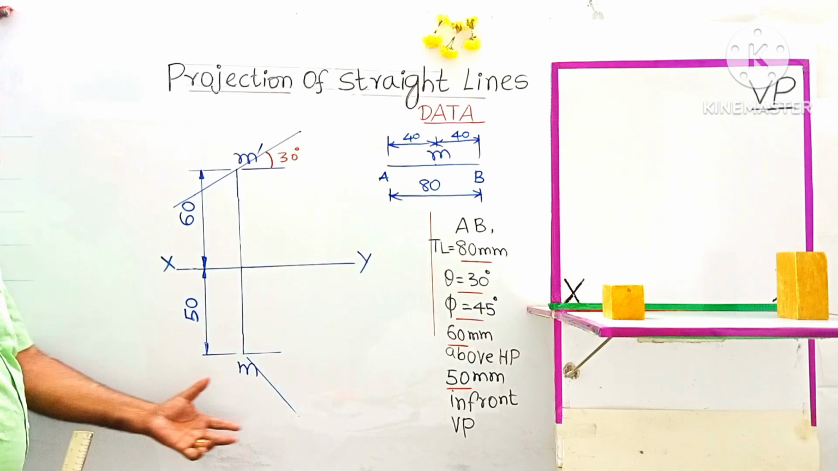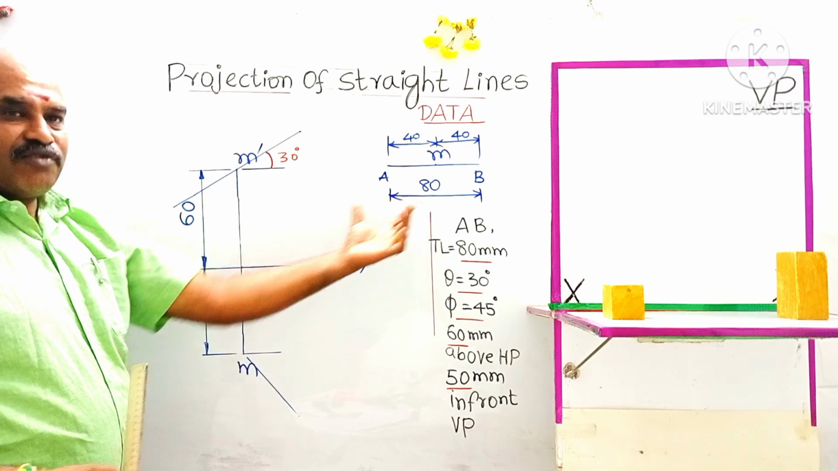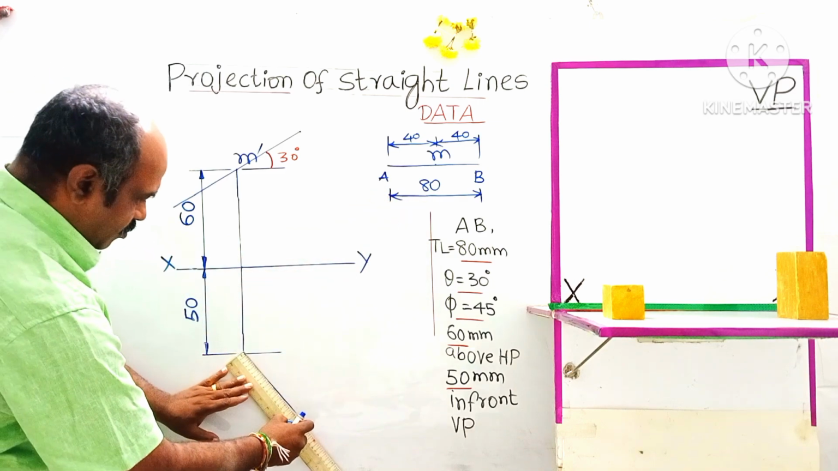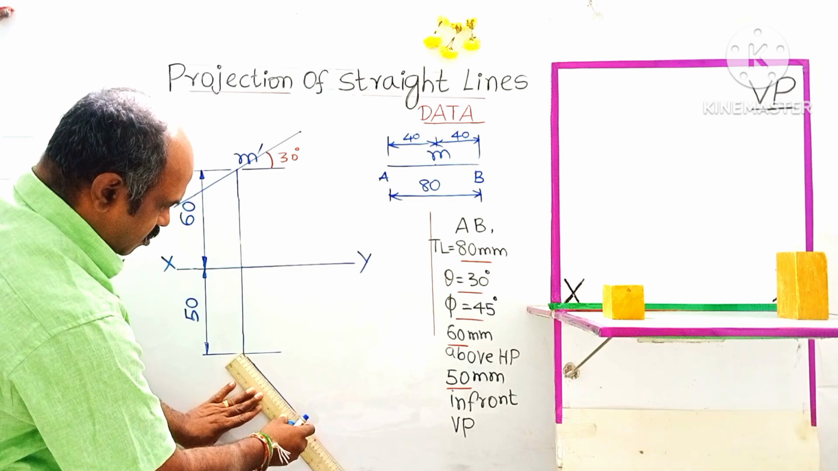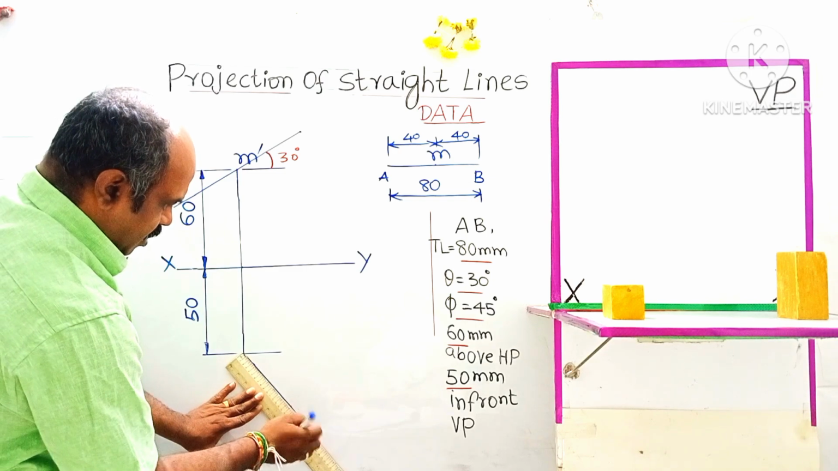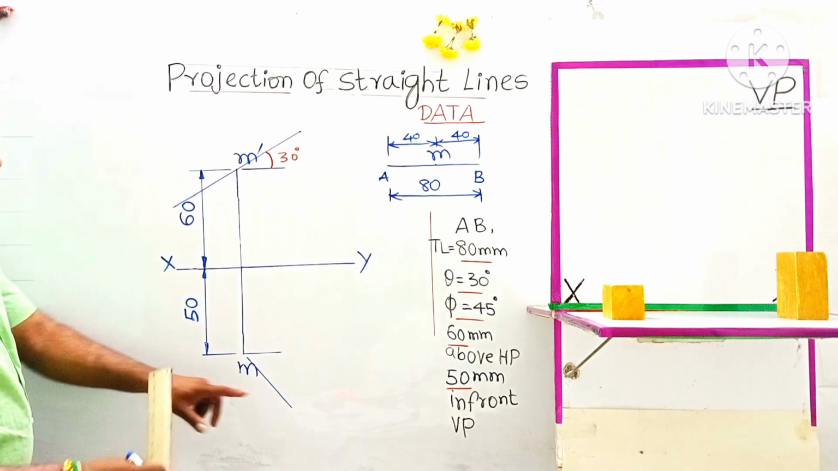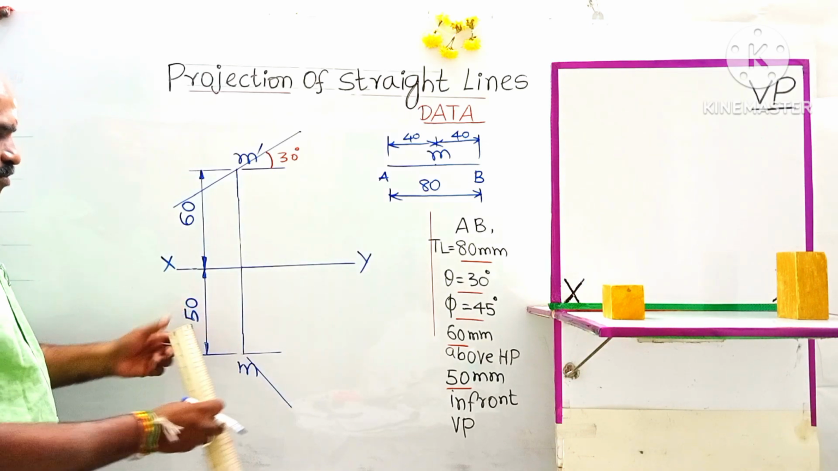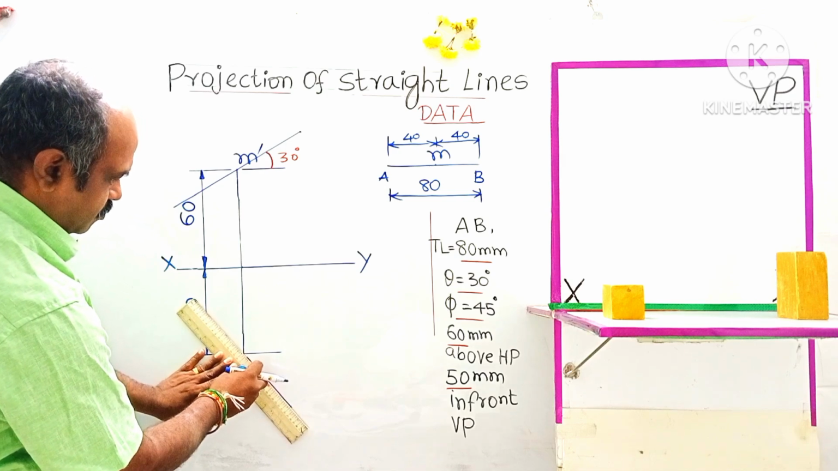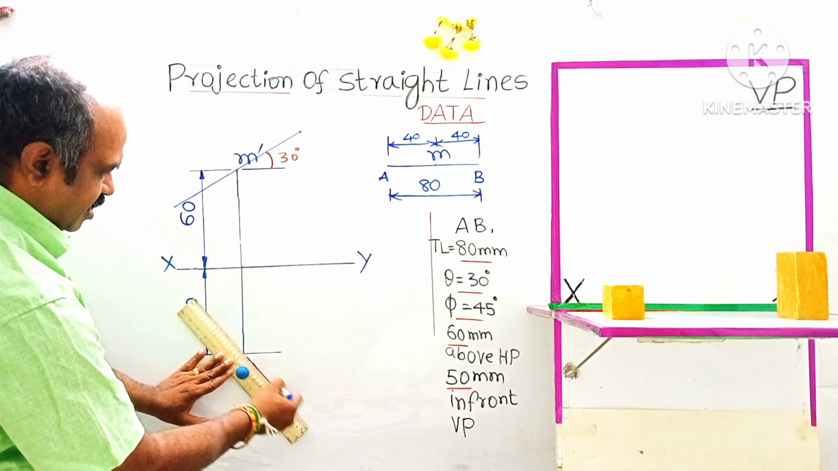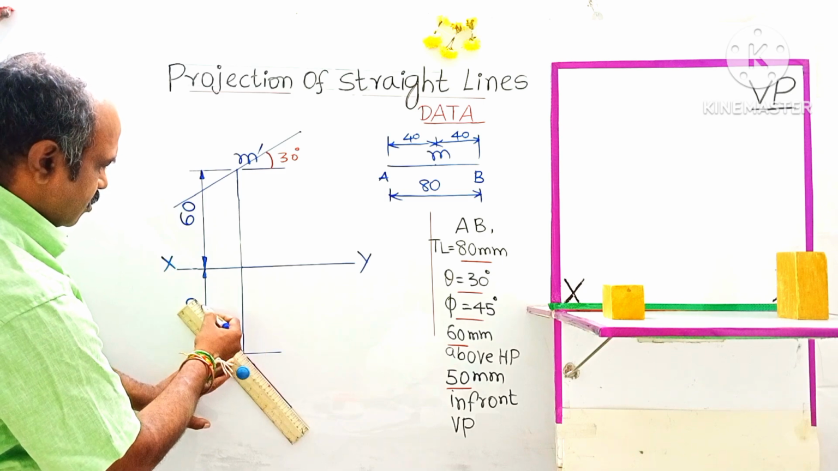Okay. So this distance is also taken as half of the true length. 80 divided by 2 will be 40 mm from point M on this inclined line. Extra length may be erased. Similarly, on the reverse side of this inclined line, mark a distance of 40 mm, keeping the edge of the scale over the line in coincidence.